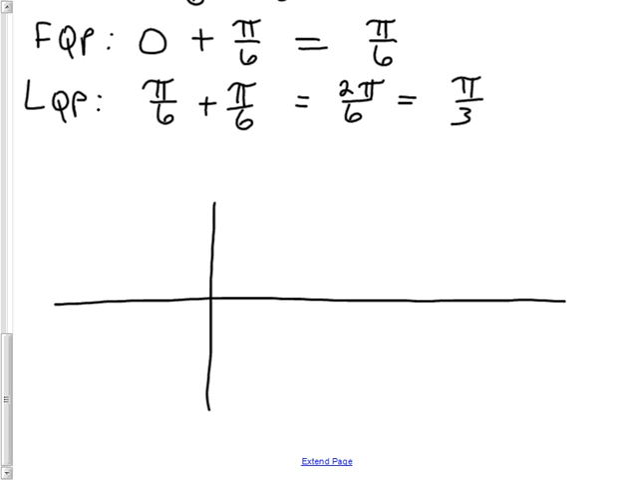So our first quarter point was over here at negative pi over 3, so that's where we're starting. We're starting at negative pi over 3. And then we had our second quarter point, which is at negative pi over 6. And we had our next one at 0. And then our next quarter point was at pi over 6. And our last quarter point was over here at pi over 3. So there's our quarter points.